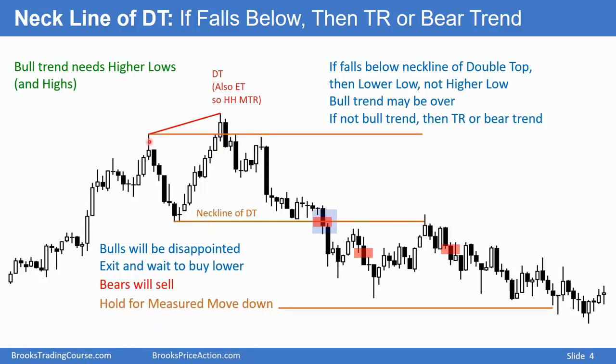And traders look for a measured move down. We have a double top. The measured move might be based upon the lower of the 2 highs and then the neckline, or it could even be the higher of the 2 highs.